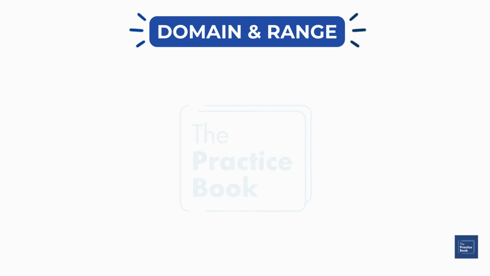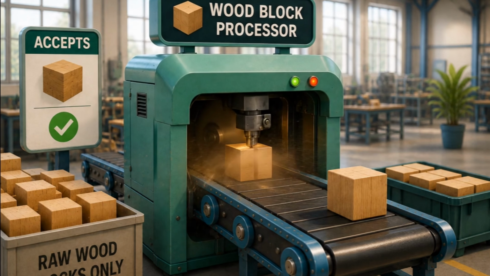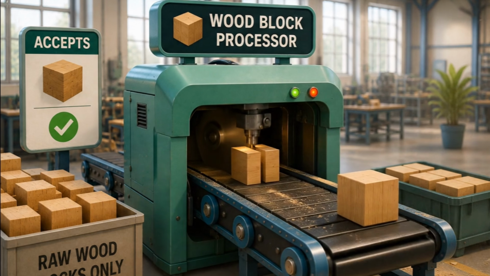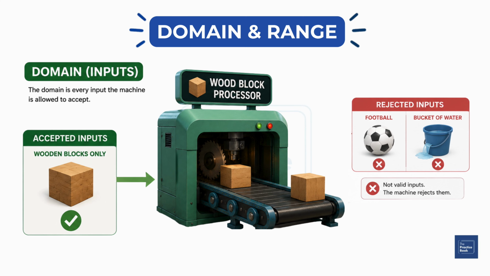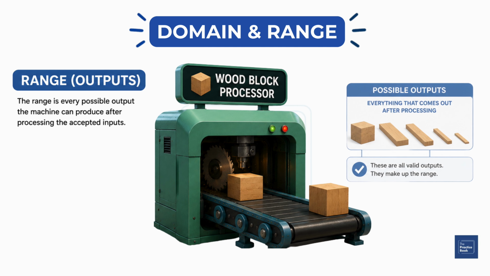Now let's learn two important words you'll see in exam questions: domain and range. The domain is simply every input the machine is allowed to accept. Imagine our factory has a machine designed only to process wooden blocks. If someone tries to feed a football or a bucket of water into it, the machine rejects it because those aren't valid inputs. The list of acceptable inputs is called the domain. The range is every possible output the machine can produce after it's finished processing the accepted inputs. In other words, it's everything that can come out of the machine after the transformation has happened.